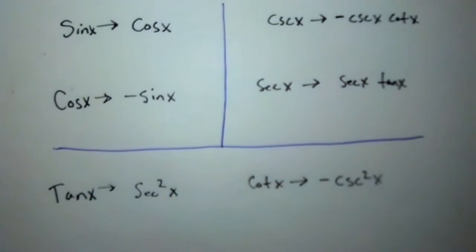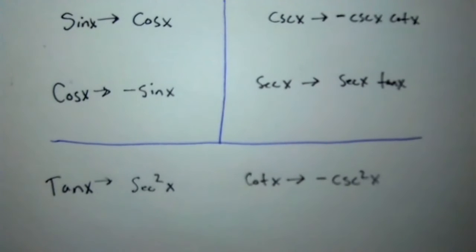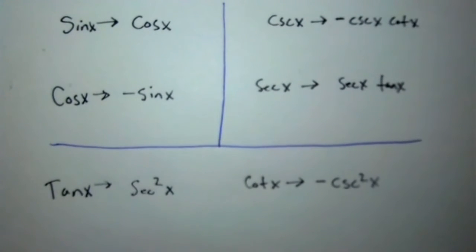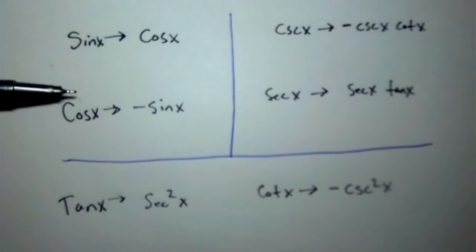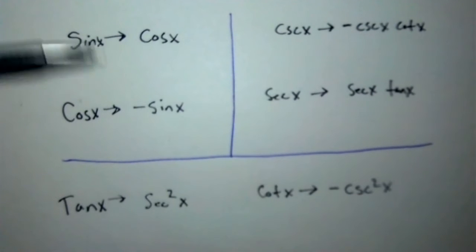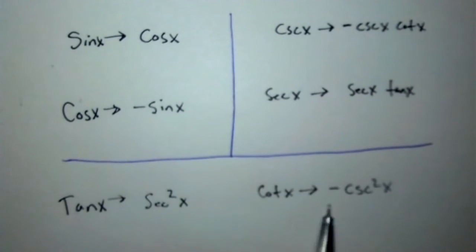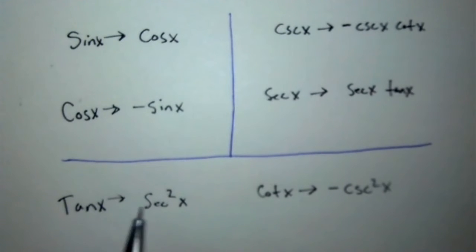your derivatives into these groupings. So you do have to study these, memorize them, you gotta know them. They will pop up on the exam. So first two, I hope you know them by now. So that should be nothing there. Okay, the bottom two, they go to something squared. You got to know what it is, but the bottom two go to something squared.